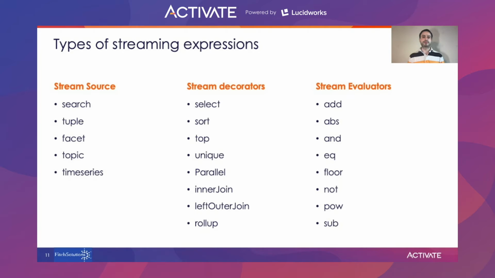Stream evaluators are different from stream sources or stream decorators. Both stream sources and stream decorators return streams of tuples. Tuples are nothing but a row of data retrieved from Solr. Stream evaluators are more like a traditional function that evaluates its parameters and returns a result. Most of the functions here are self-explanatory. For further details, you can refer to the reference guides available in the Solr documentation.